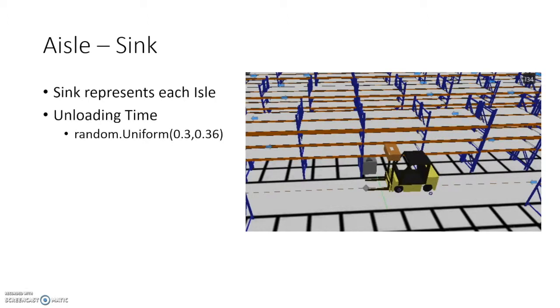Aisles were developed as sinks. Each sink represents an aisle. We used an unloading time as a random uniform distribution.